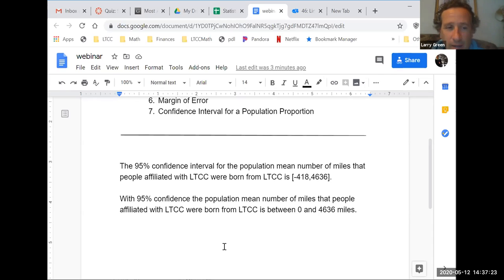Just to let you know, all we did was six. This is a completely convenient sample. Bias is everywhere. And the other thing is there's an assumption. What's the assumption besides no bias? Any guess? What's a big assumption that we made? Yeah, we assumed that the distribution of how far people were born from campus is normal. Do you think it might be normal? What do you think?